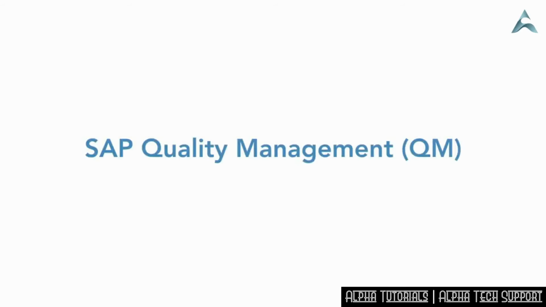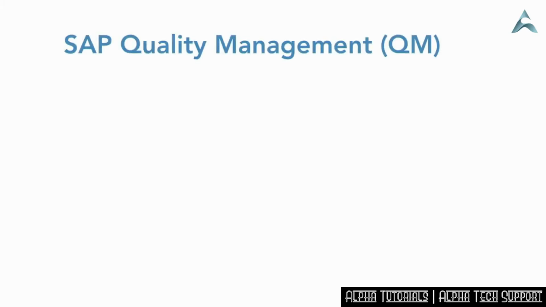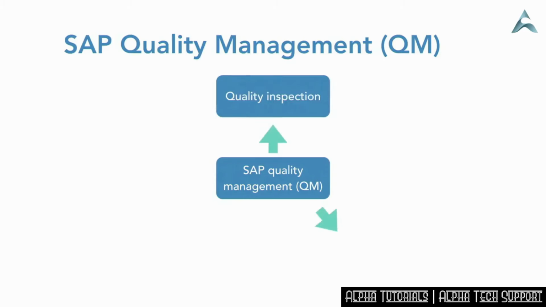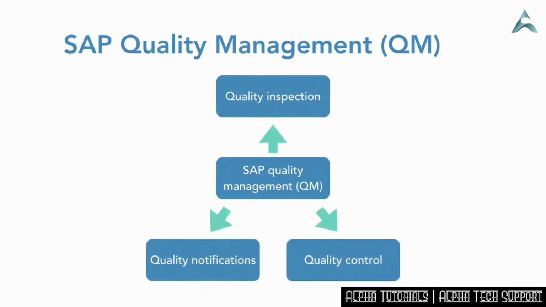Let's have a look at the SAP Quality Management, or SAP QM module. As the name indicates, this module deals with managing quality throughout a company. Three of the major areas of quality management are quality inspection, quality control, and quality notifications. Let's take a look at each of these areas.